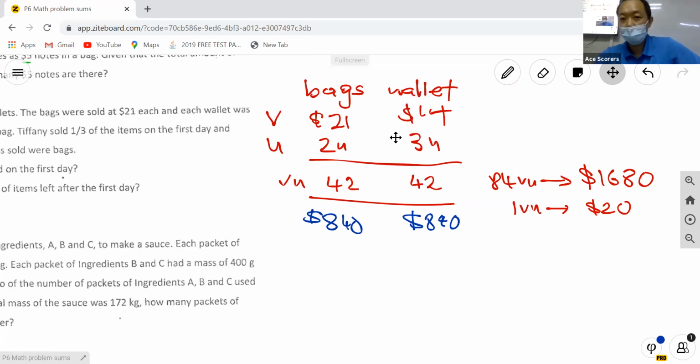Total value of wallets. Then why not just put 84 VU? Why not VU? Because VU, this is times. This one times this one, you get this. But the VU equals to V. What do you mean VU equals to V? Like the 840. Oh, total. This total value. This is V. The V is one wallet costing $14. VU is the total collected from wallets, which is $840.